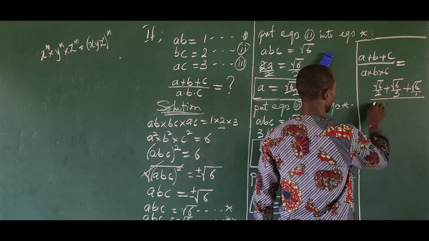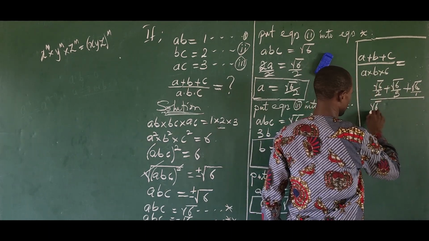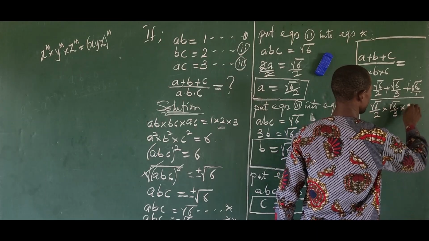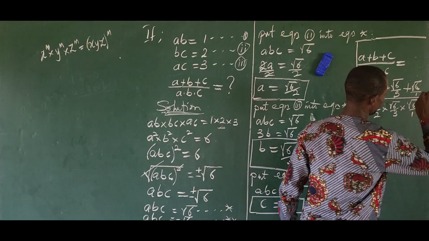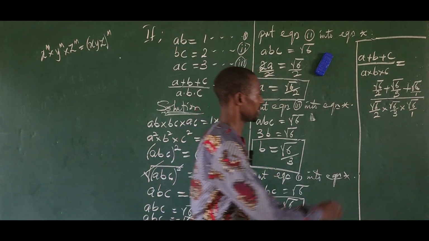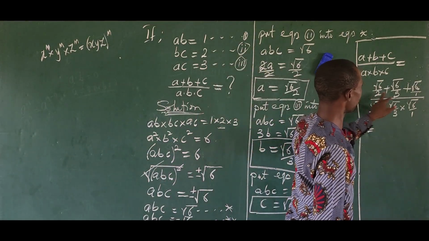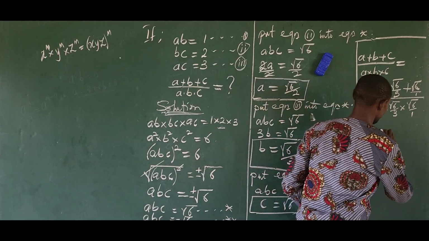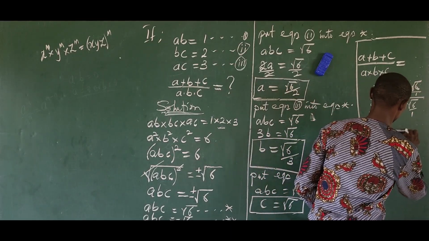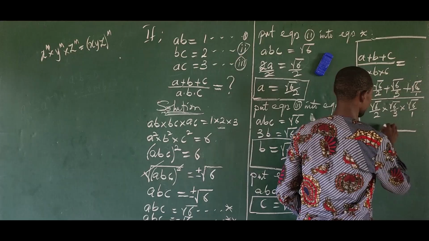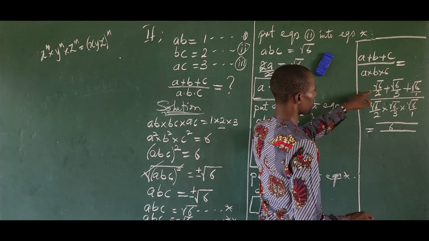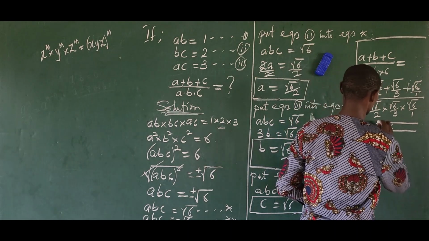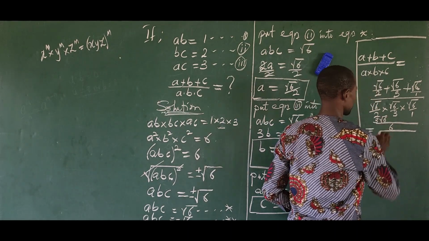Everything all over our root 6 all over 2 times root 6 all over 3 times root 6 all over 1. Easy. So this is equal to, we can find the LCM of everything here. That is 6. So we're going to have everything all over. Here we have 6 all over 2, into 6 will give us 3. 3 times root 6 will give us 3 root 6.